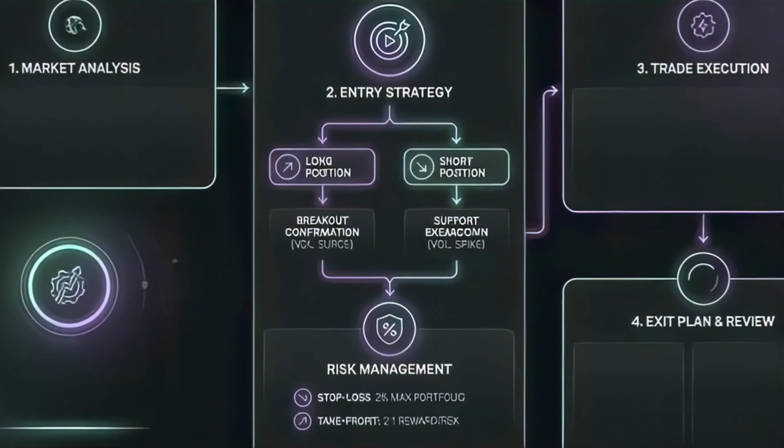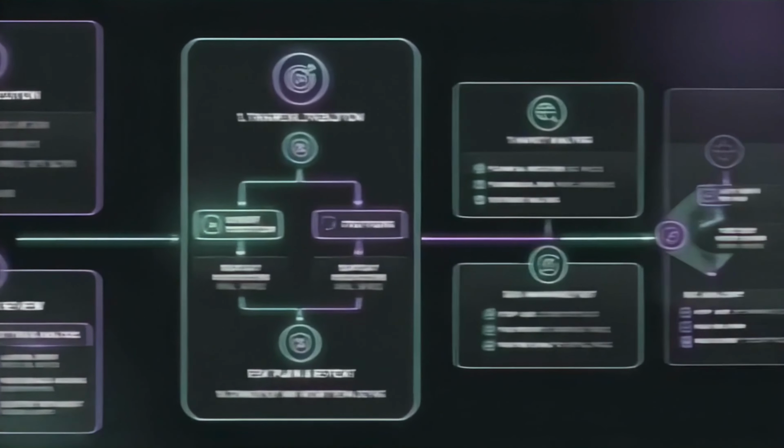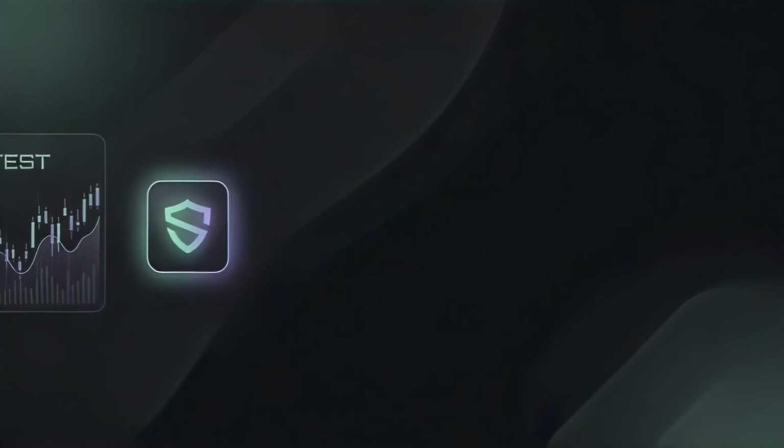None of these numbers are prophecy. They are a structure for deciding in advance what you will and will not act on. Test every rule here on your own charts before you risk anything on it.